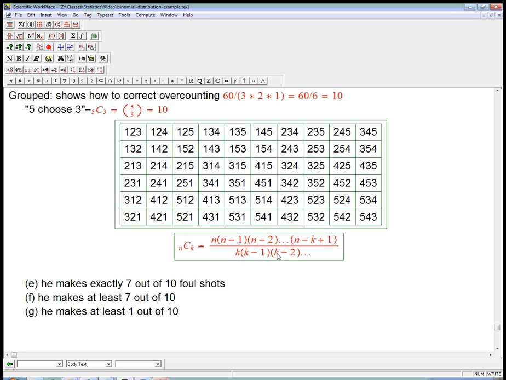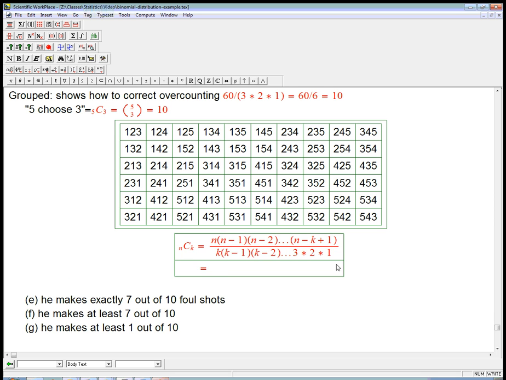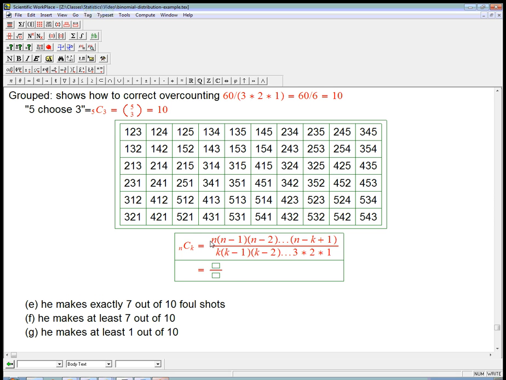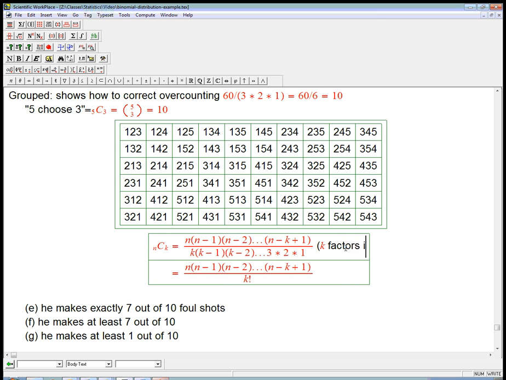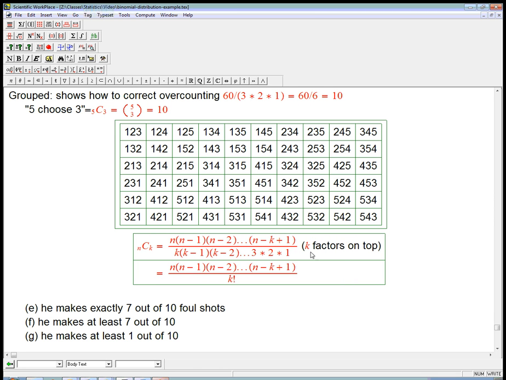Okay, and then down to 3 times 2 times 1. Now, it turns out there is a nice abbreviation for that, for the bottom there. Okay, let's leave the top alone. This is called k factorial. Okay, and let me just make a note up here. There are k factors on top, just to remind you of that.